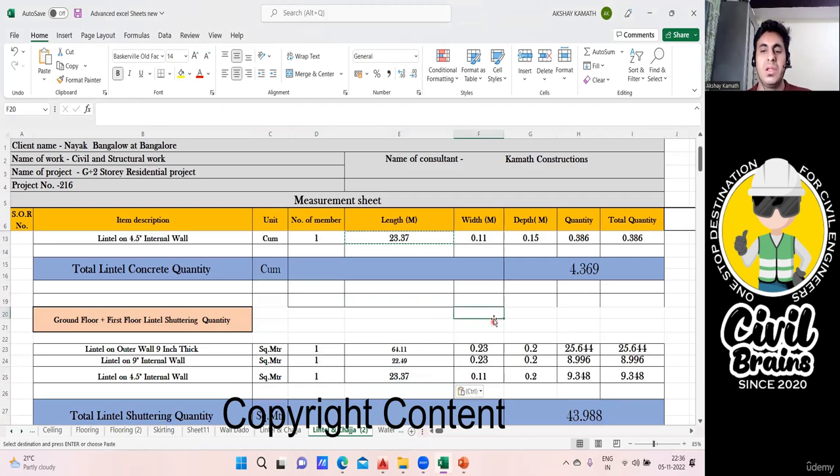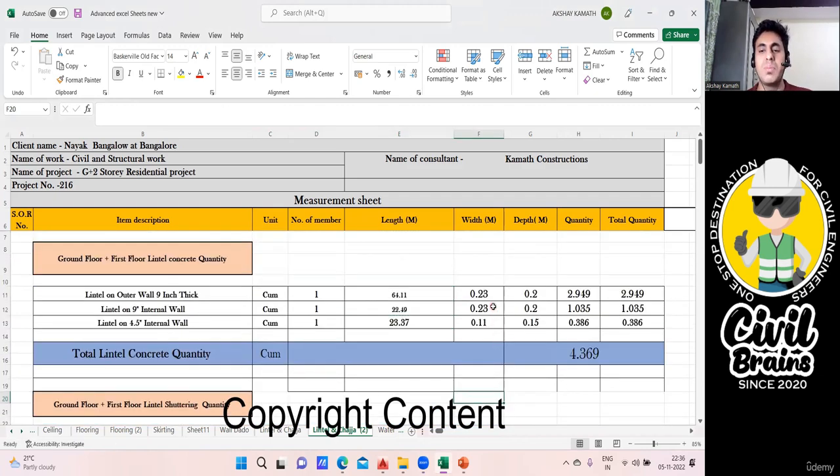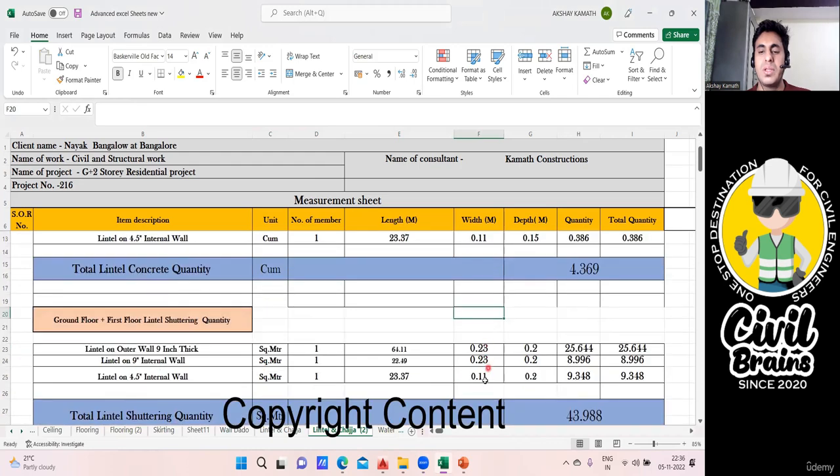Done. Now again, this also you keep the same. Width 0.3, 0.3, 0.23, 0.23, 0.11. Depth 0.2, 0.2, and this you keep 0.15. Okay, fine.